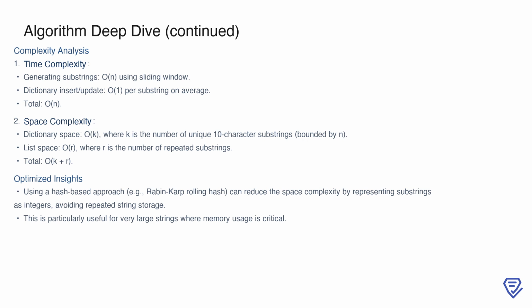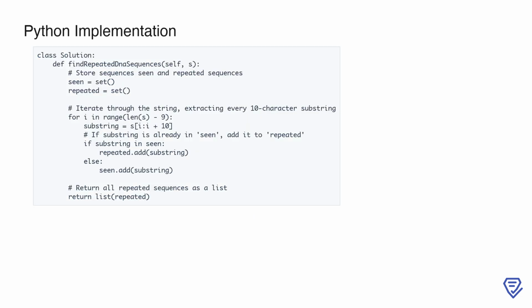For further optimization, a rolling hash technique like Rabin-Karp can be used to represent substrings as integers, reducing memory usage by avoiding repeated storage of string data. This is particularly advantageous when working with very large strings, as it minimizes the algorithm's memory footprint while maintaining its efficiency. This Python implementation solves the LeetCode problem number 187, Repeated DNA Sequences, by efficiently identifying all 10-character long substrings in the given string that occur more than once.